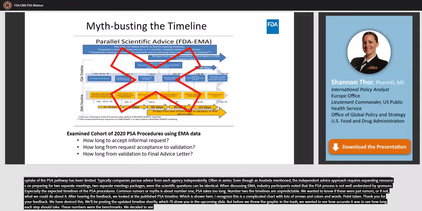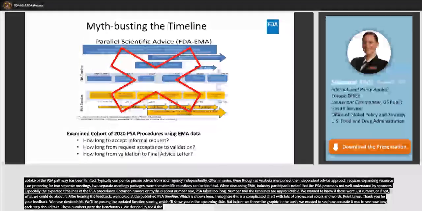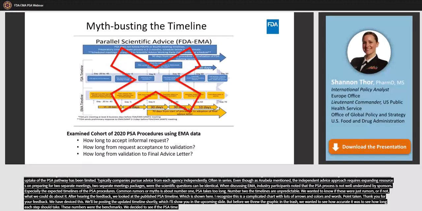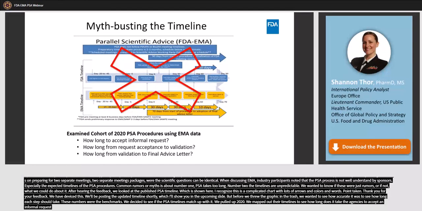So we pulled records from EMA's databases for a cohort analysis of the 7 PSA procedures from the calendar year 2020. We mapped out their timelines to see how long it takes the agencies to accept an informal request, how long from the request acceptance date to EMA's validation of the meeting package, and finally, how long from the validation of the meeting package to the company receiving EMA's final advice letter.